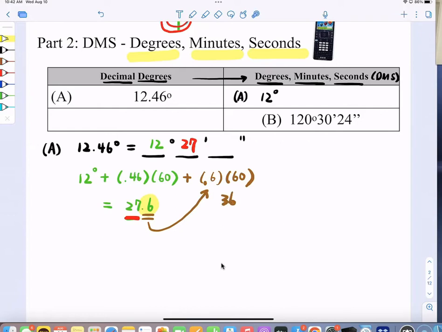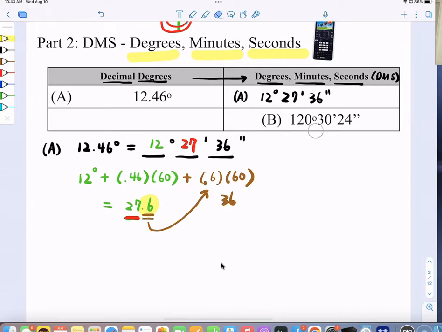Now, in some cases, there's going to be decimals here as well, right? And if there is, you have to put the decimal here and always round to the nearest thousandth. Remember, we talked about this in the videos that you watched on day 1, right? Always round to the nearest thousandth, or 3 digits after the decimal. We're going to do AP standards here, okay? So we put here 36 seconds. So 12.46 degrees in decimal becomes 12 degrees, 27 minutes, and 36 seconds. DMS, okay?